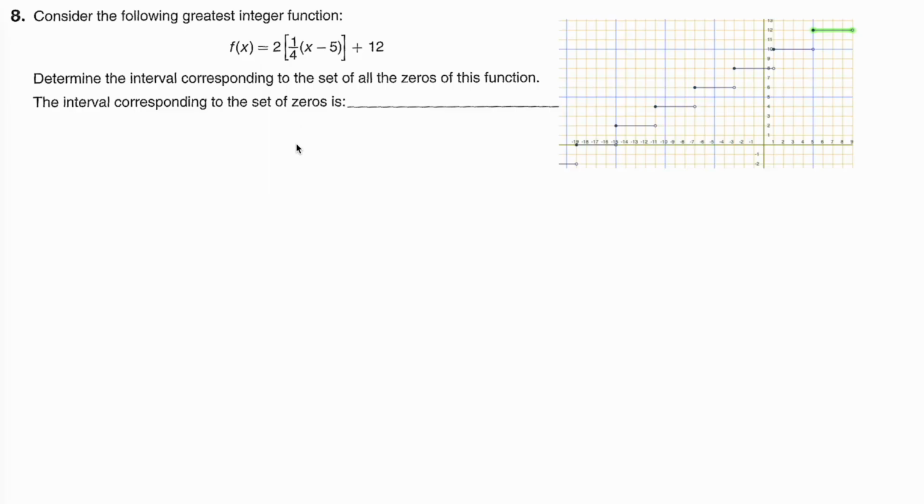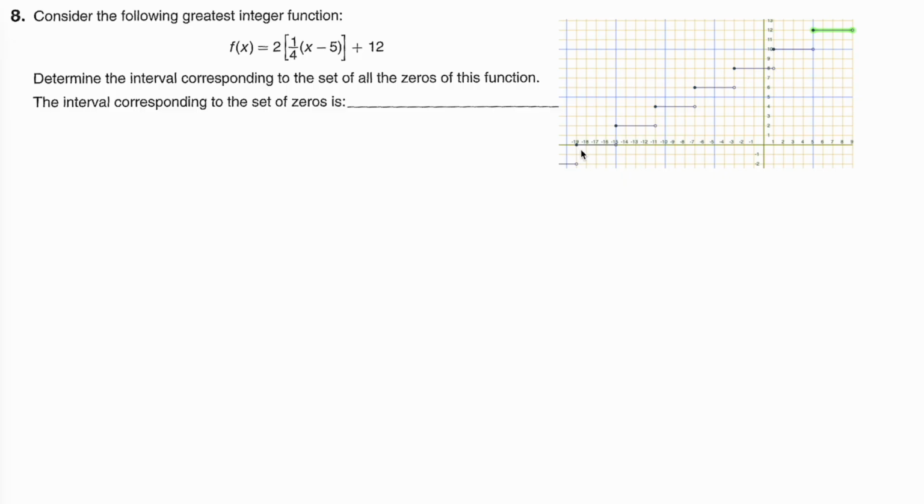We can sketch it. If we sketch it, we know that the vertex is (5, 12). There's my vertex. The length of the step is 1/4, and it's positive, so it's going to open this way. 1, 2, 3, 4. Then the distance between the steps is 2. From that vertex, I'm going to go down 2 and repeat the process. So we go down 2, down 2, down 2, down 2.